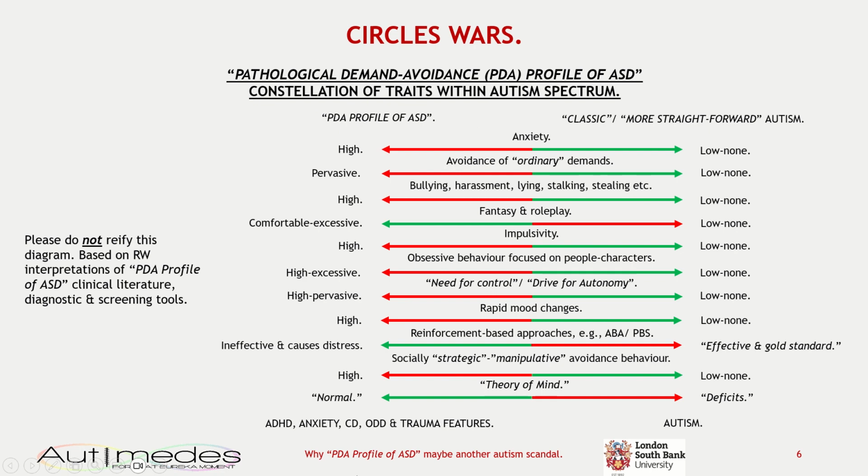I'd point out there's an alternate way of doing this, which is that classic or more straightforward autism is mainly just autism, and the PDA features are features of co-occurring difficulties like ADHD, anxiety, conduct problems, OCD, and trauma features. Please do not verify this diagram. It has some problematic aspects, like saying ABA and PBS are suitable for autistic people.